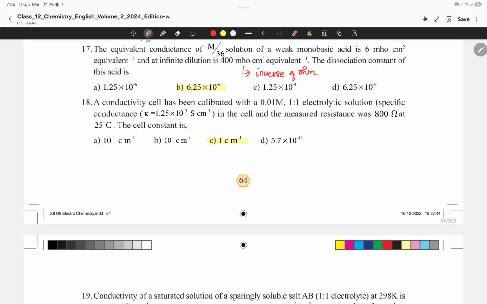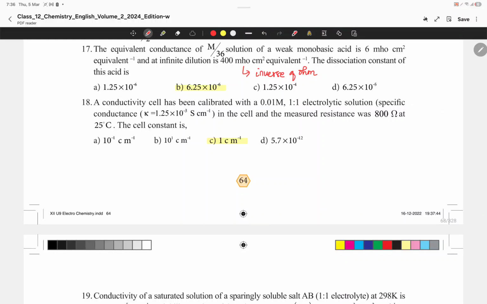The equivalent conductance of an M/36 solution of a weak monobasic acid is 6 ohm inverse centimeter square per equivalent, and at infinite dilution is 400 ohm inverse centimeter square per equivalent. The dissociation constant of this acid is 6.25 × 10^-6.